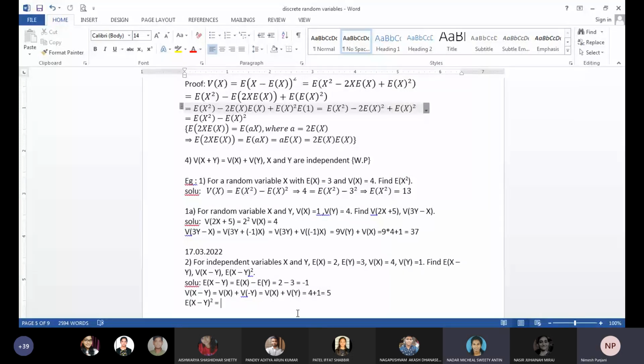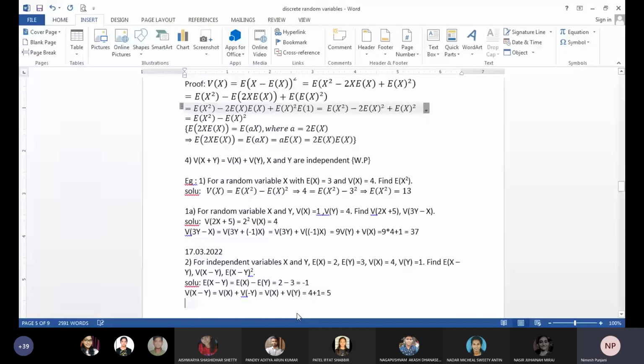So can we use property 3? Which property? Third one. Third property of what? Expected value or variance wala? Variance. Okay. Variance wala property use करना है. Okay. So you want me to write down variance of x minus y using the third property. Just a second. I'll activate that equation mode.